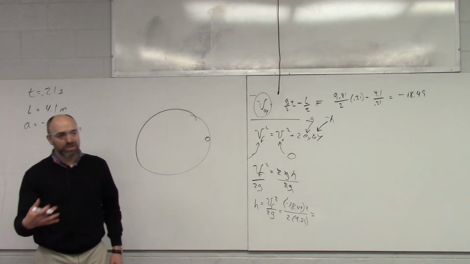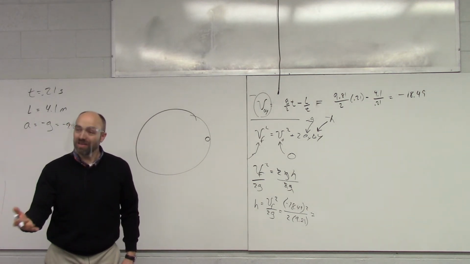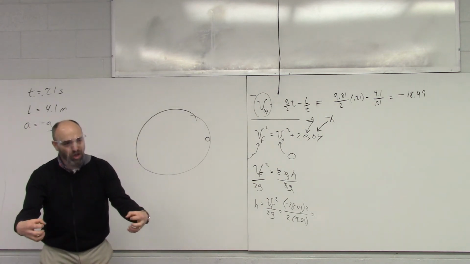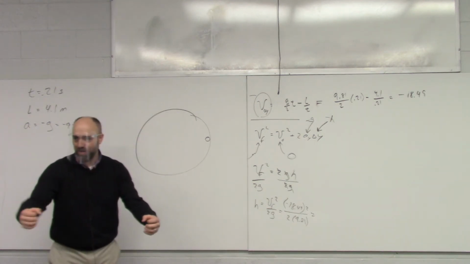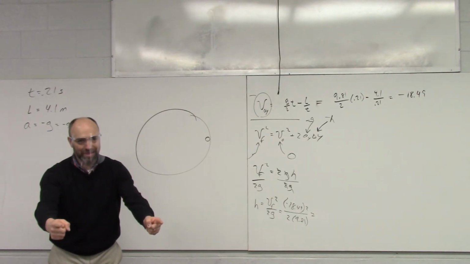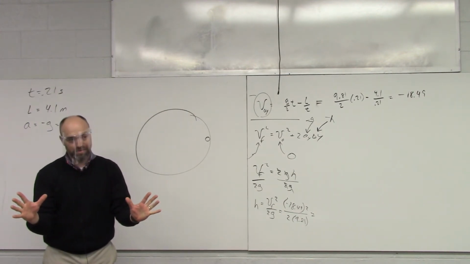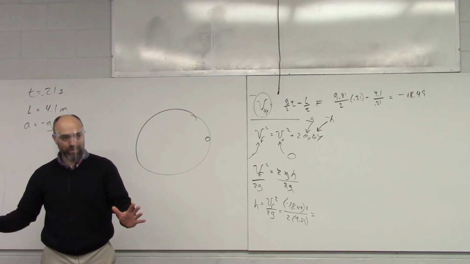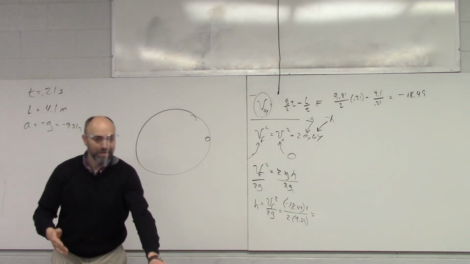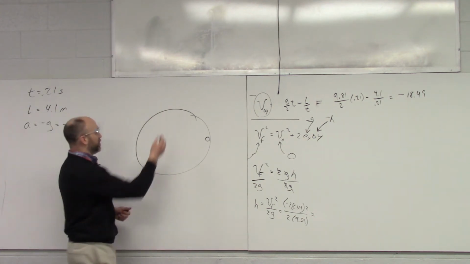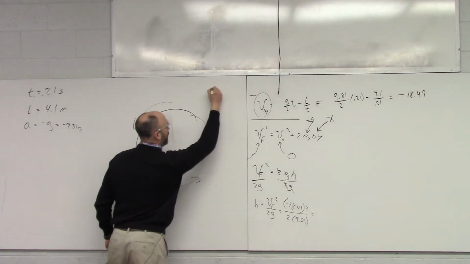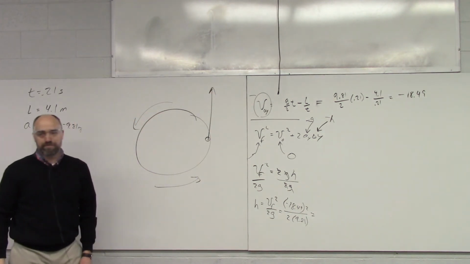Because it says an object in motion will stay in motion unless acted on by an outside force. Well, that outside force was me holding on to those bars of that merry-go-round, and the bars were pulling me in. But as soon as I let go, the unless acted on by an outside force is no longer there because there's no more outside forces. So I now go in a straight line. Does that make sense to everybody? So if this merry-go-round is spinning this way, when I let go right here, I'm going to go that way in a straight line.